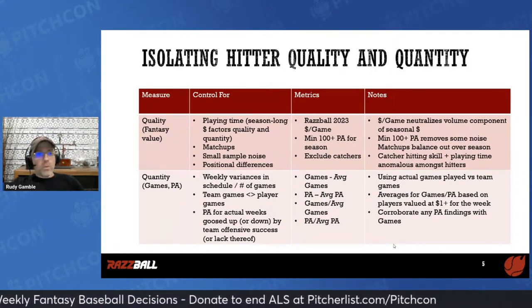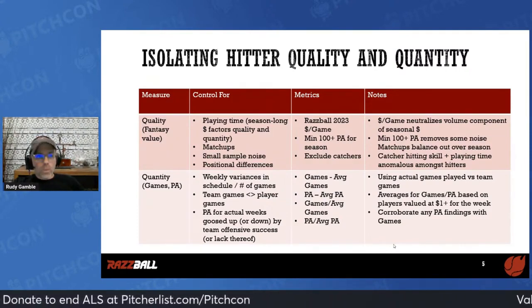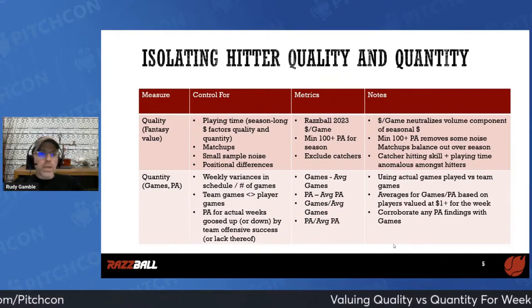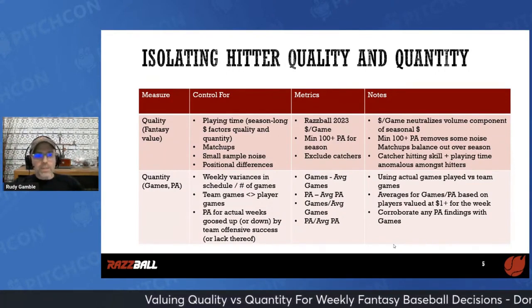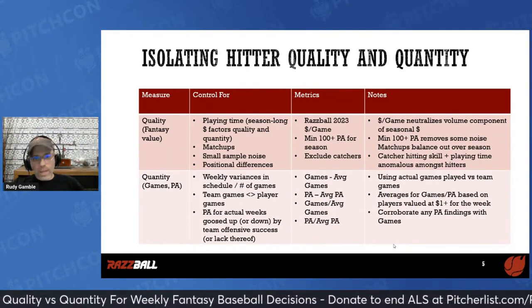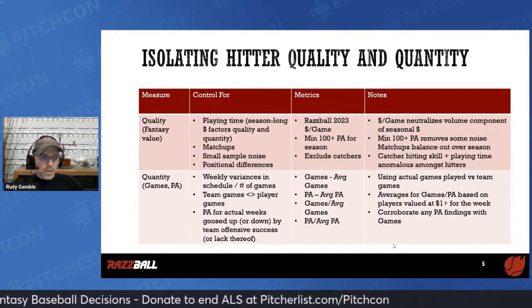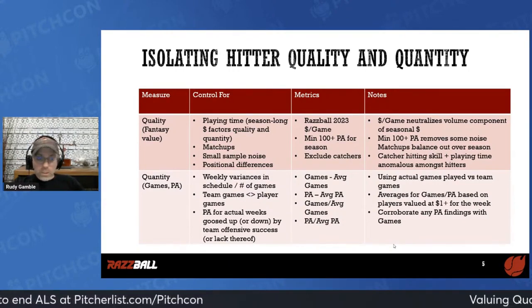Matchups would come in. We're looking at weekly data. We know there's some weeks that matchups are great, some that are poor. And the other two things: small sample noise. If a player only played a little bit, maybe his stats look crazy good from a rate standpoint. You don't want that in the data. And positional differences, how are we going to look at this only for certain positions, that kind of thing.